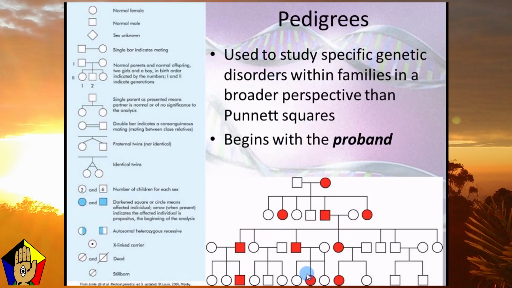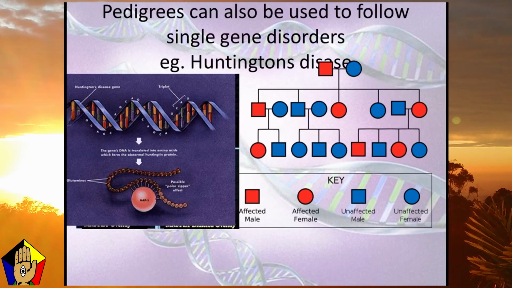Right? And then you can see lots more marriages, lots more grandchildren. Here you can see that none of the kids are affected. It doesn't mean that they're not carriers, but they're not affected. So we can take a pedigree and we can actually apply it to a single gene disorder. For a single gene disorder, you could use a Punnett square, but you can also use a pedigree, so it's just a little bit more advanced.